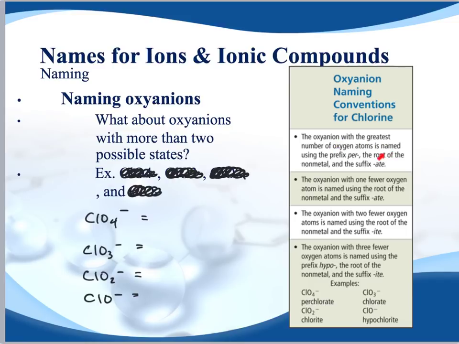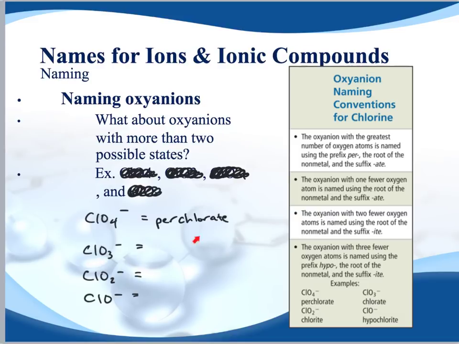The oxyanion with the greatest number of oxygen atoms is named using the prefix per, the root of the nonmetal, and the suffix -ate. Okay, so if you have more than 2, you're going to end up having 4, and for that to work we're going to follow these rules. So this one's got the most total. It's got the prefix per, then the root of the nonmetal, which is chlorine, chlor, and the suffix ate. So that's why ClO4 is called perchlorate.